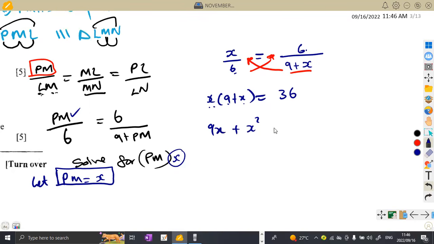9X times X, which is X squared, is equal to 36. So as you can see, we have formulated a quadratic equation, which gives us X squared plus 9X, transposing the 36 to the left-hand side, that will be negative 36, is equal to 0. So how do I solve this?